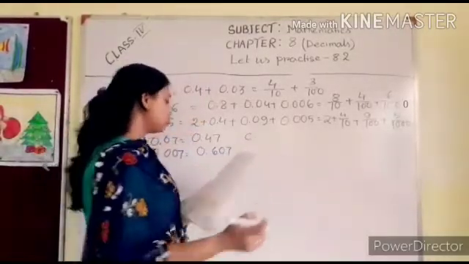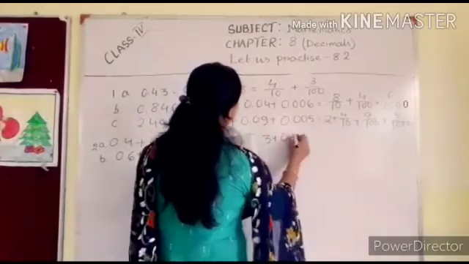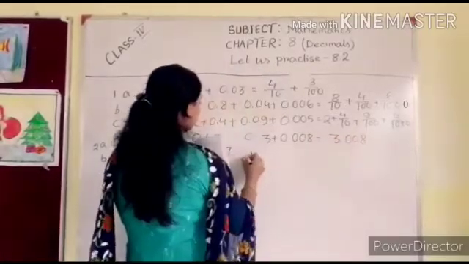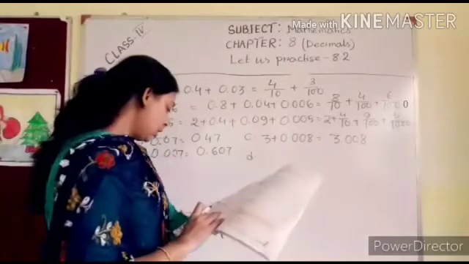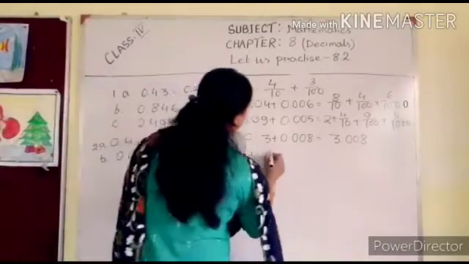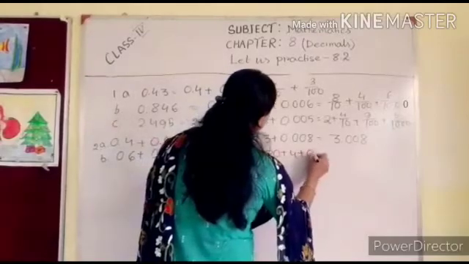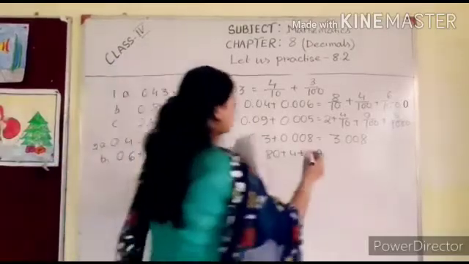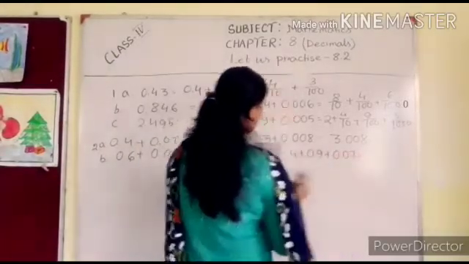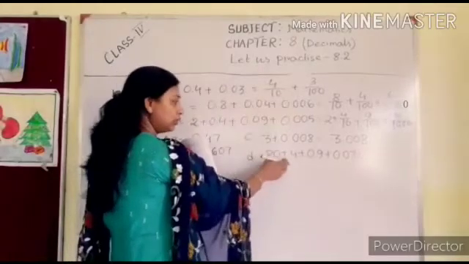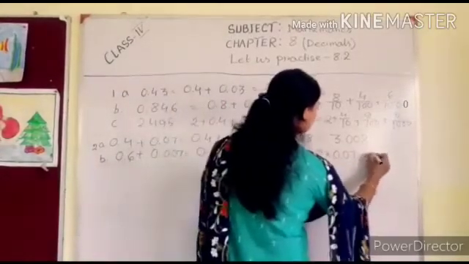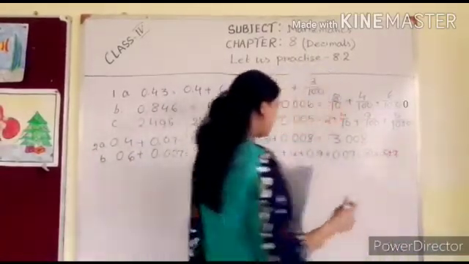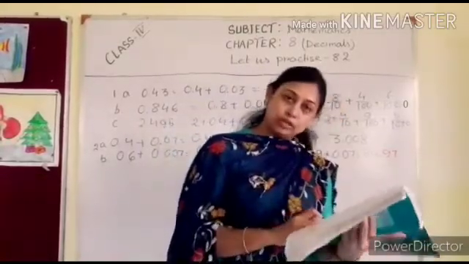Now C. C is 3 plus 0.008. 3 is a whole number, so adding gives 3.008. Now D: 80 plus 4 plus 0.9 plus 0.07. Your answer will be: 80 plus 4, both are whole numbers, so 84.97. Clear? E and F you will do yourself.